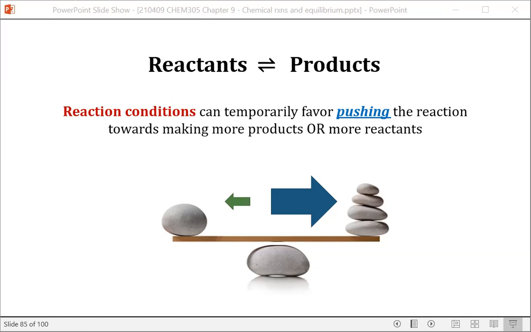This is really important in chemistry because as chemists, we want to be able to predict and control our chemical reactions so that if we want to make a desirable product, we have the conditions set up to make as much product as possible. Or if we want to slow down a chemical reaction and we don't want to make something, we can alter the conditions to control the reaction and push it back towards reactants.